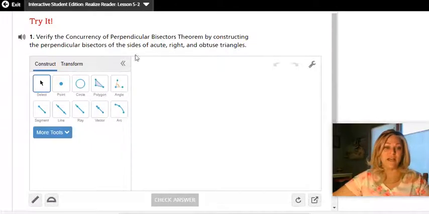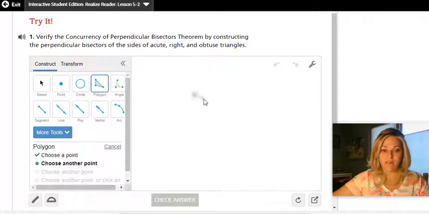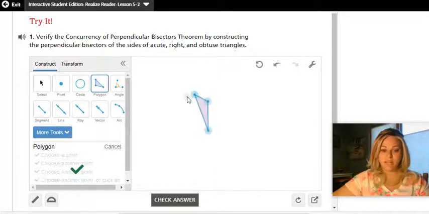So it says, create triangles: acute, right, and obtuse. Do one of each if you can, and do the perpendicular bisectors. So I'm going to start with a triangle, and I'm not going to make it super big. We'll go with an obtuse triangle. Okay, so you make this shape and go from each of the 3 points and then go back to the original.